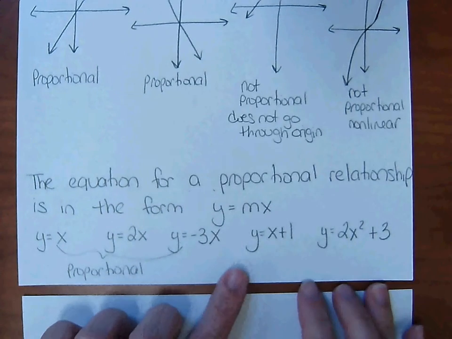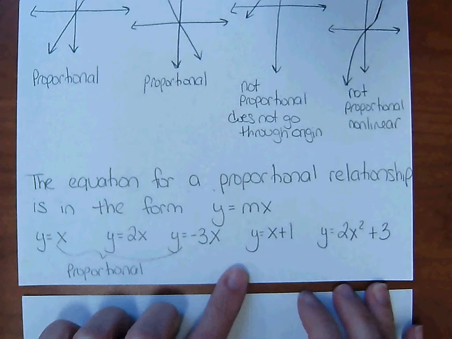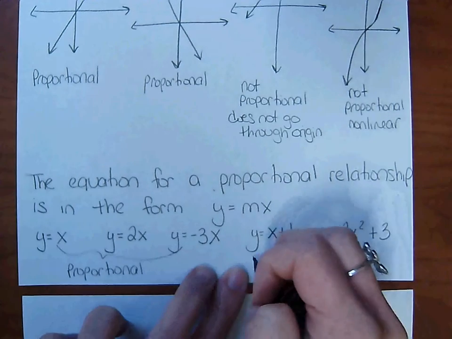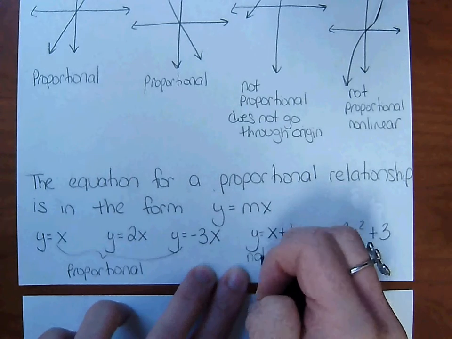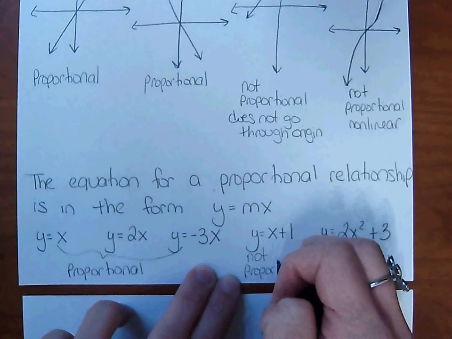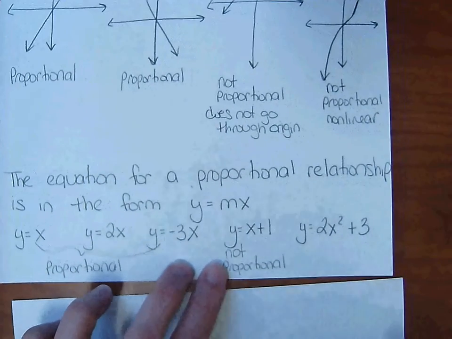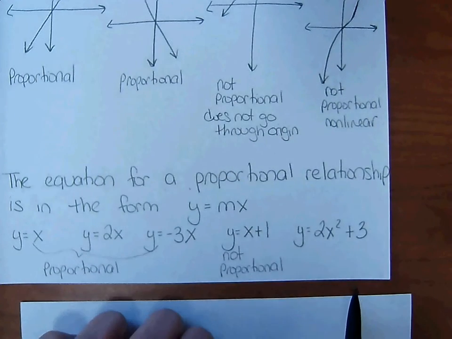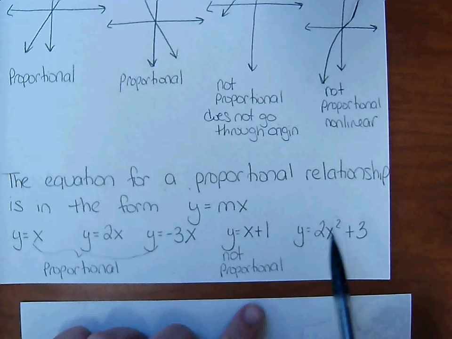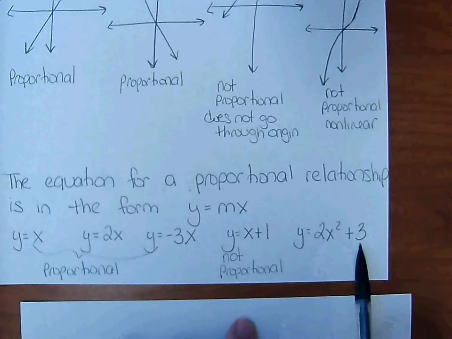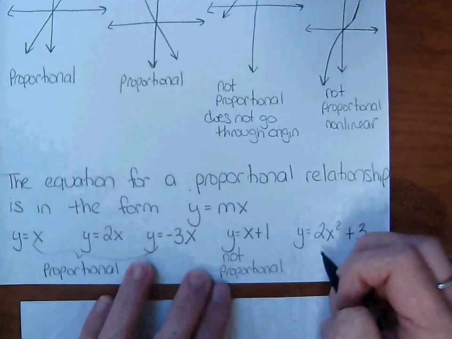Y equals x plus 1. This is not proportional because we have a plus 1, and we cannot have that. So this one is not proportional. And the last equation, y equals 2x squared plus 3. Well, we have an x squared where x should have an exponent of 1, and we're also adding something. So this is also not proportional.